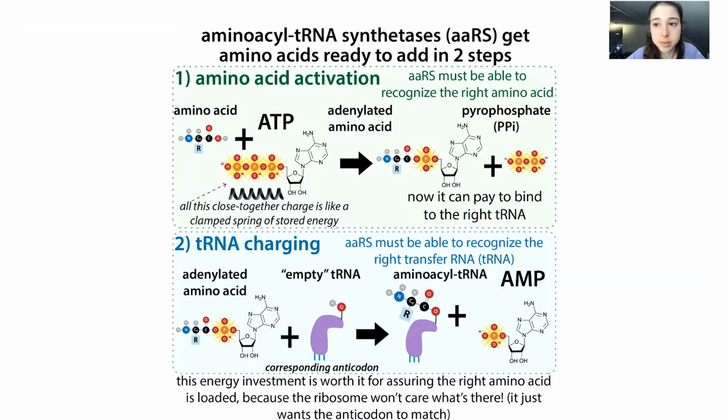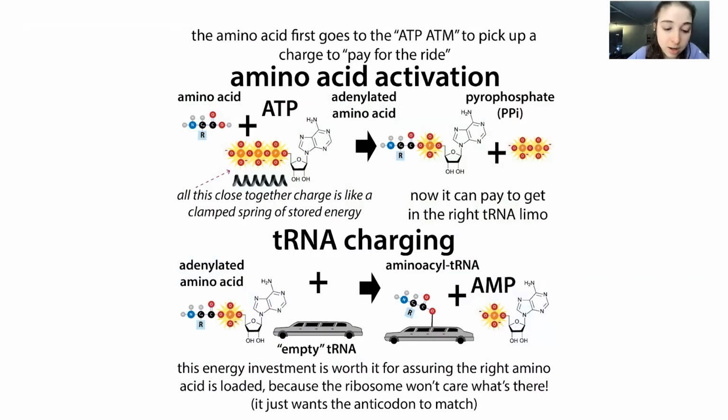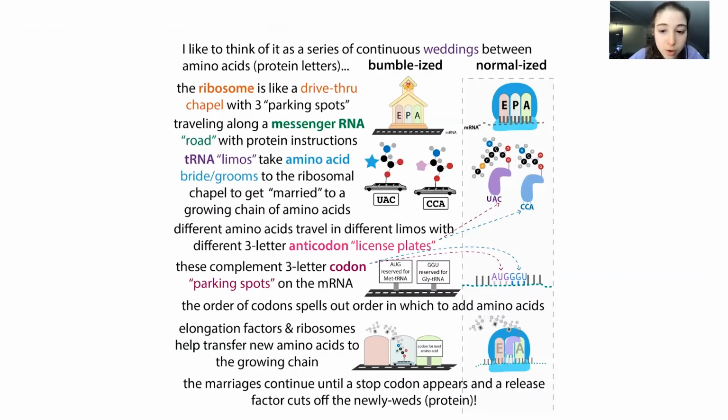So you want to make sure that when the ribosome is making a protein, it's making it right, sticking everything in the right order. There's a bunch of proofreading steps in the protein making process. What the ribosome is going to be looking at is the anticodon-codon match. So basically, what parking spots are reserved, and whether they have the right license plate to park there.